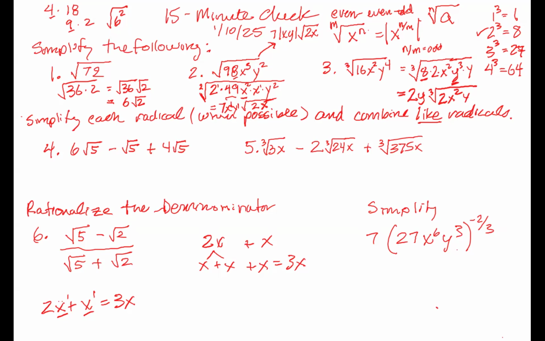So here I've got 6 square roots of 5. We're subtracting 1 square root of 5, and then we're adding 4 square roots of 5. And of course, 6 minus 1 is 5, and then plus 4 is 11. Is that right? No. 6 minus 1 is 5. 5 plus 4 is 9. So this is 9 square roots of 5.